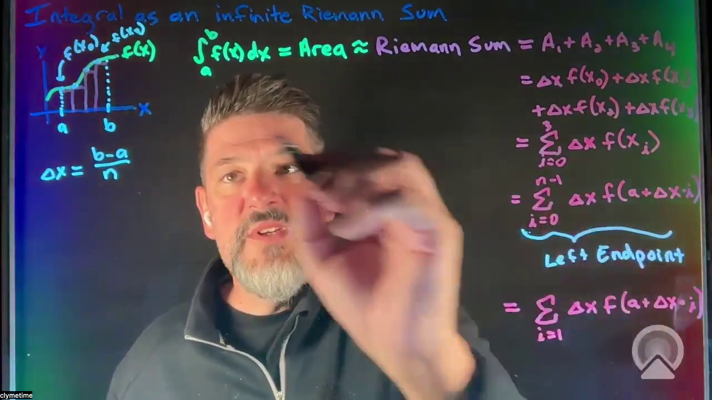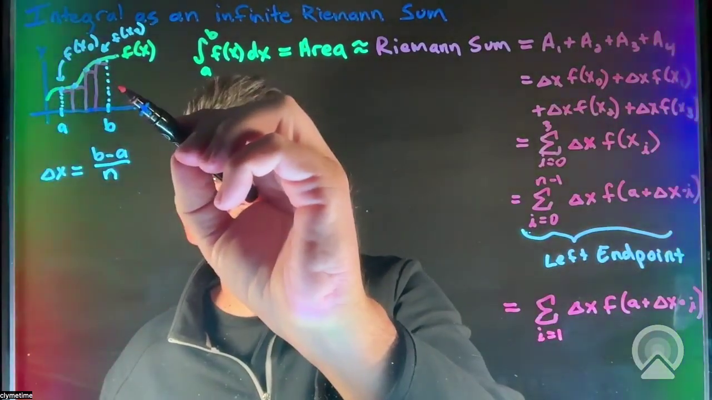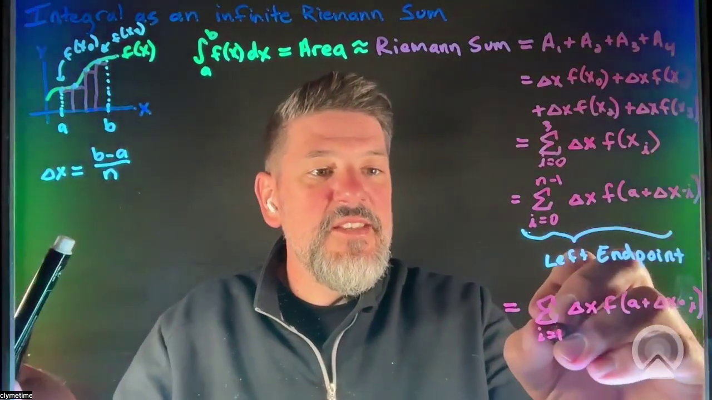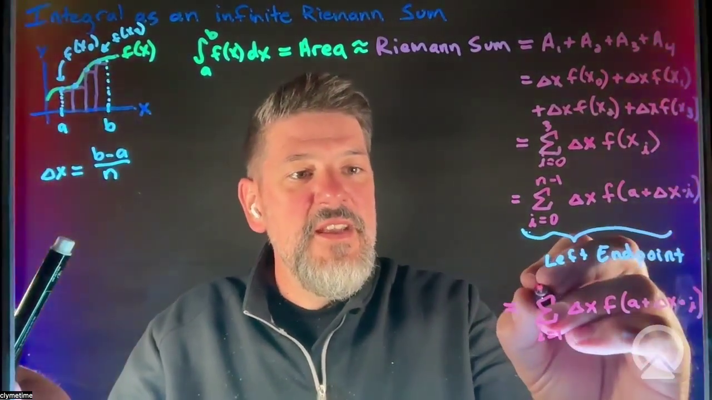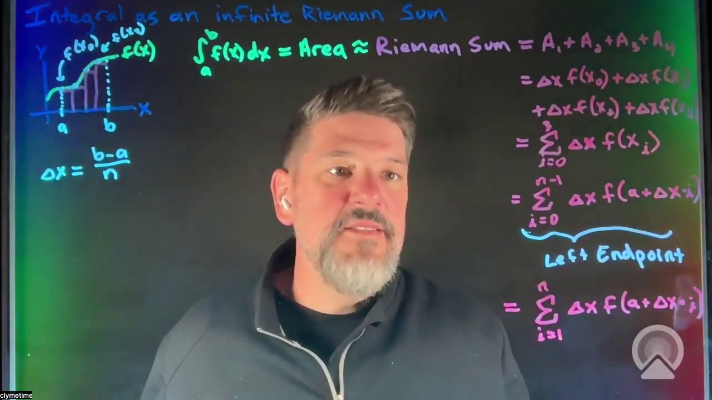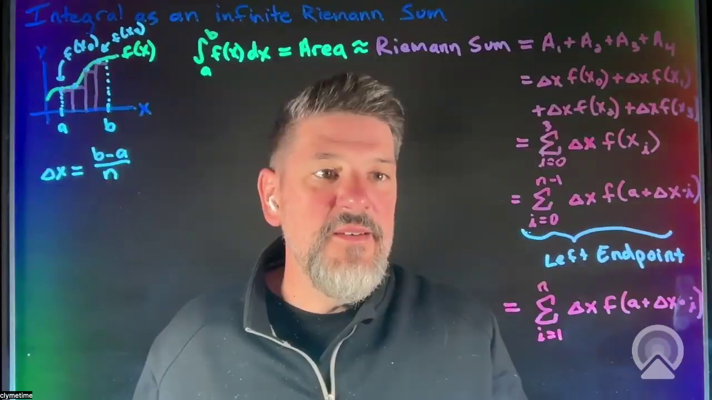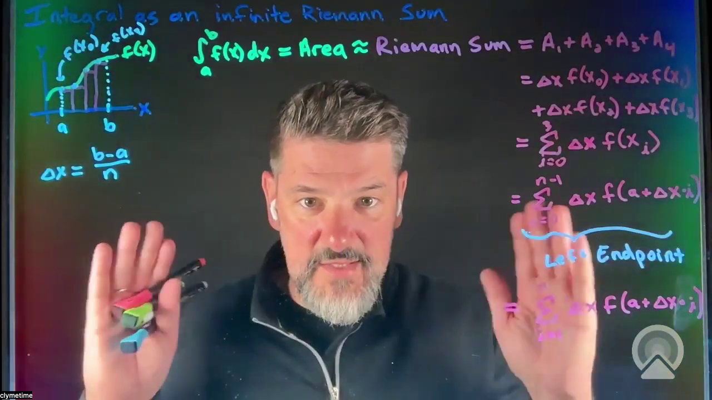Notice when we did left endpoints, we started at f of a, but we didn't end at f of b. We ended one before f of b. So the only thing that changes is we start one to the right and we end one to the right. All the middle terms are the same. It's only the two ends that change.